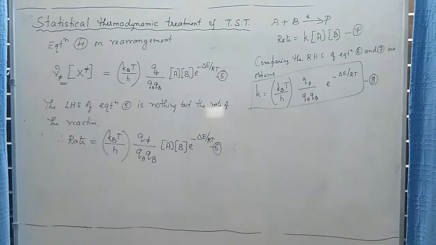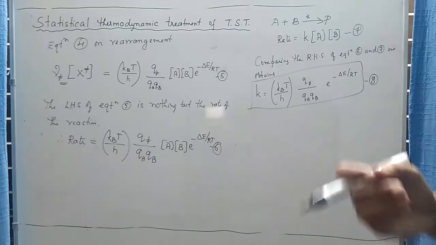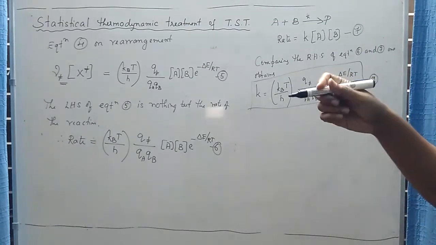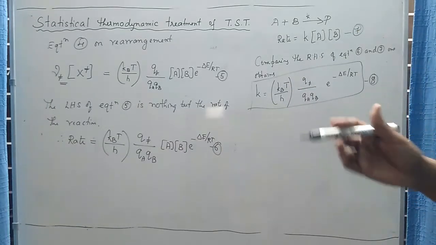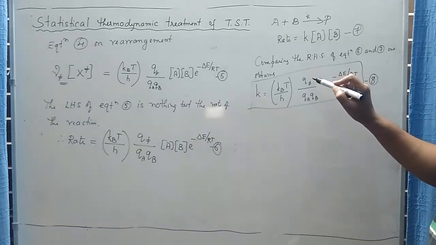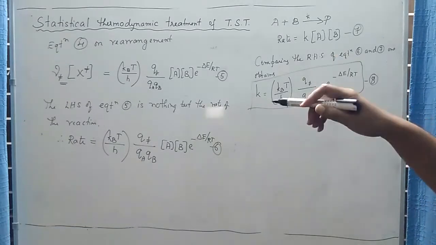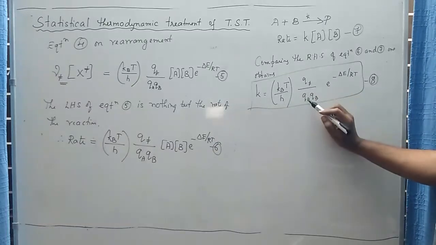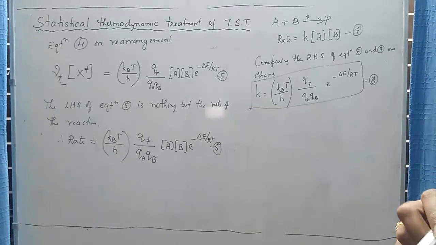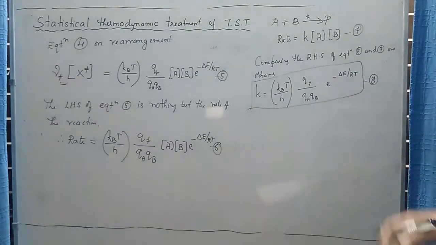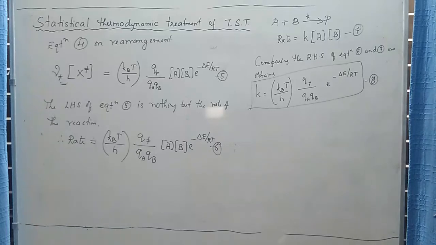Please understand the significance of this Q dagger. Q dagger is not the total partition function of the activated complex, it is the partition function of the activated complex obtained after excluding the partition function of the loose vibration. So this is the total partition function, but we are excluding the partition function related to loose vibration, divided by partition function of A into partition function of B into e power minus delta E by RT, where delta E is the change in the zero-point energy of the reactants and the activated complex, which is roughly the activation energy of the reaction. So this is the expression for the rate constant of the reaction.